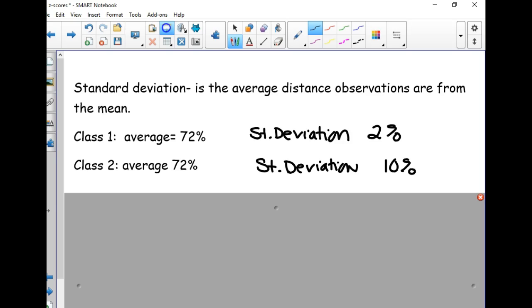The average distance observations are from the mean is bigger. It's more spread out. And if you're on the other side, on that 90 side, you want that average observation to be higher from 72%. But if you're a student that struggles in math, which class do you want to be in? Class number 1. Because class number 1, the average distance observations are from the mean is only 2%.